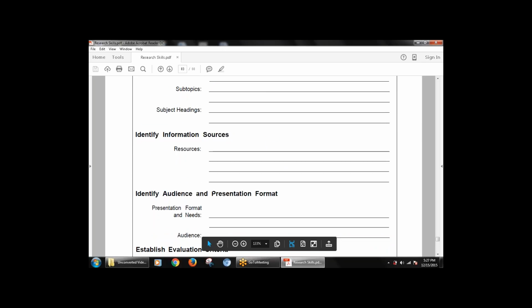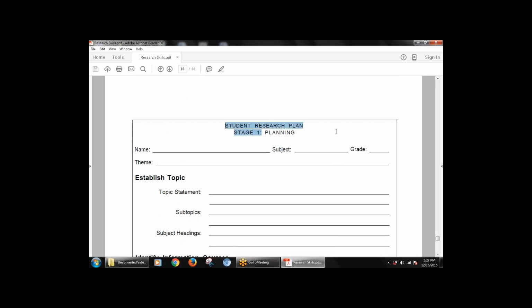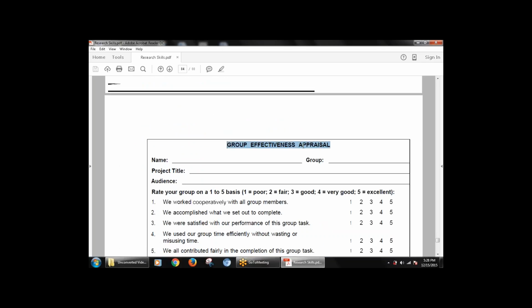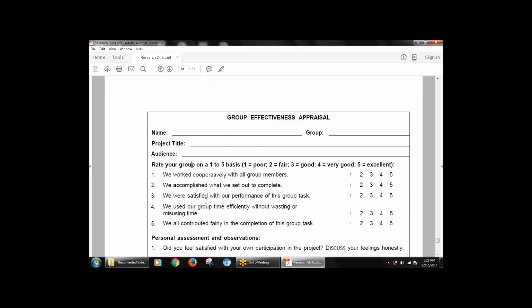So this is one of the activities, that is a student research plan, stage number 1, planning. Now next is group effectiveness appraisal, that is the name, then group, then title, audience. Now we can give the grouping, or we can give the appraisal, we can group the title, we can give the rating, that is the name, then there is a group, then there is a project title.